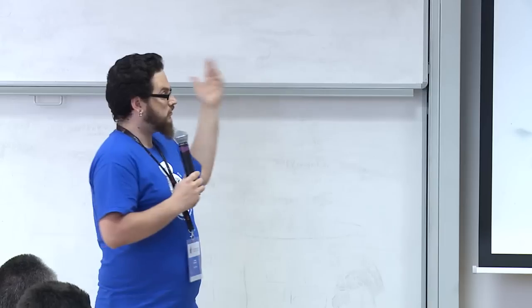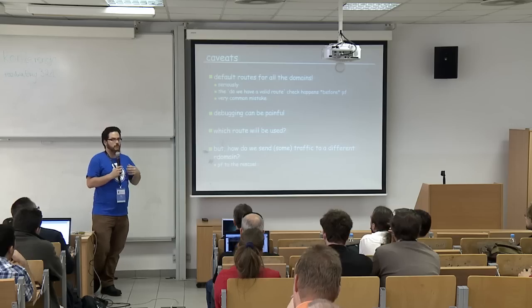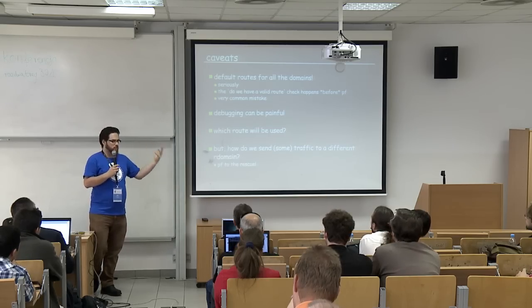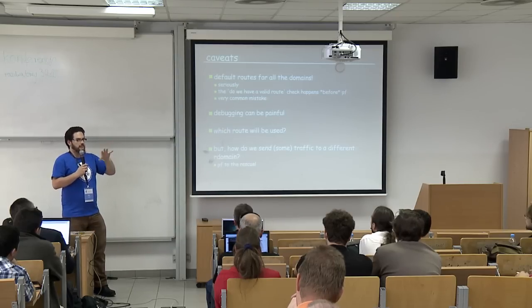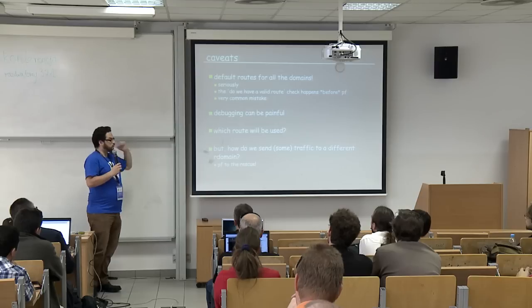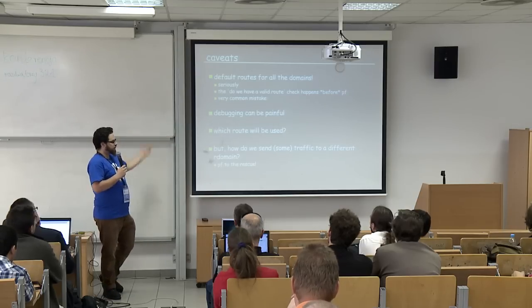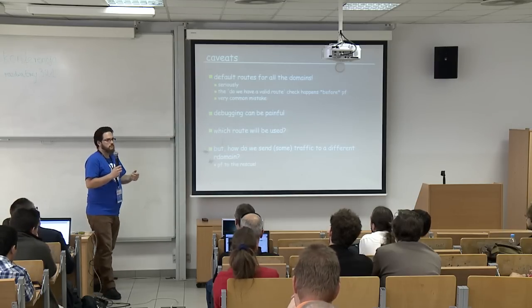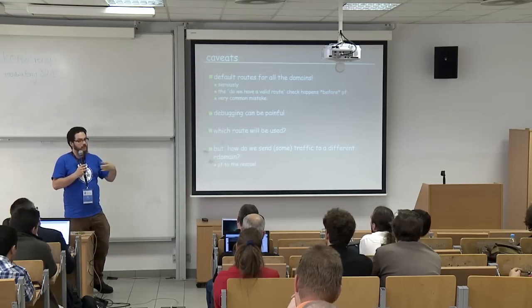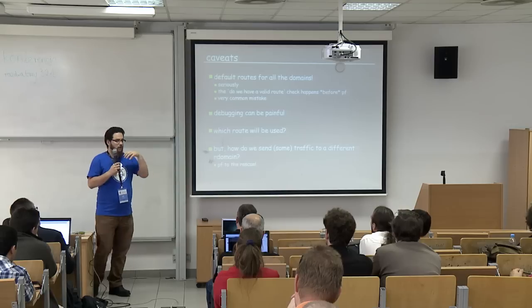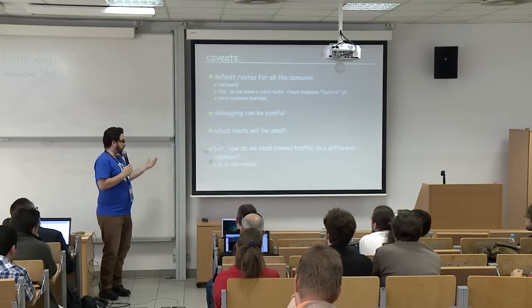Which means debugging can be painful sometimes, because which route, which R domain is it using? It's not using the normal interfaces. It's using a slightly different area, which also means, so which route will it use? Ordinarily, traffic within a routing domain will stay within that routing domain unless you steal it, possibly with PF.